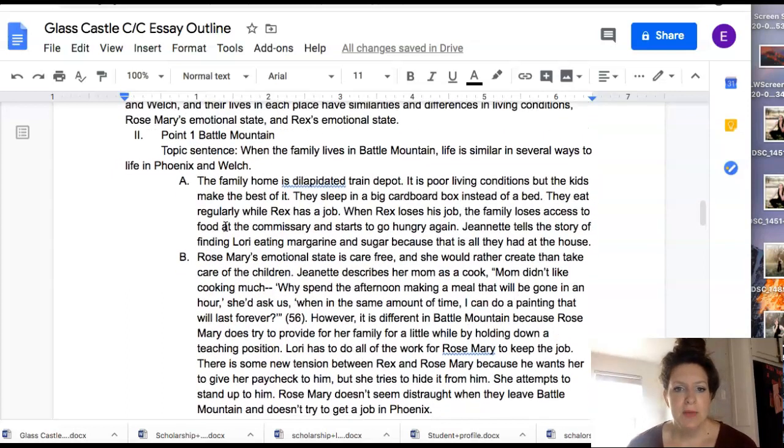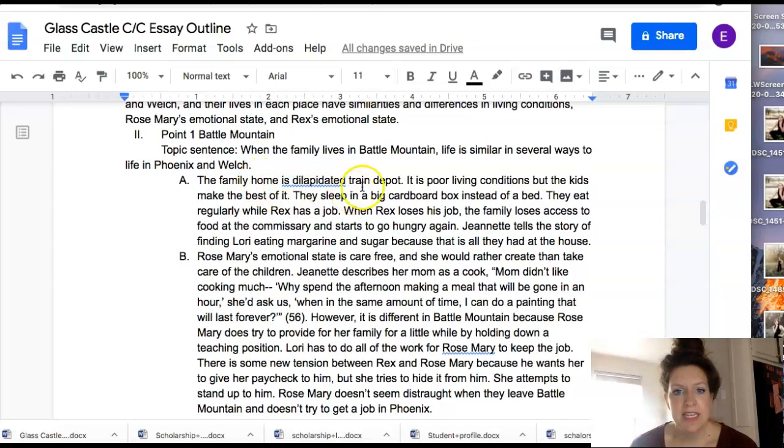So I start in Battle Mountain and I talk about where they live, right? The house they live in is actually a rundown train depot. They don't have beds, they sleep in cardboard boxes. And there are several instances in this story where she talks about just kind of how their life is hard or how they don't have a lot of things or anything. You can use any of that as you're talking about it.